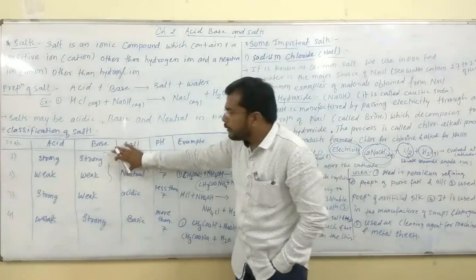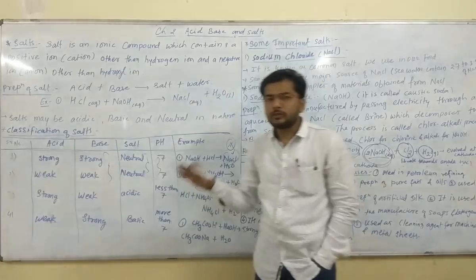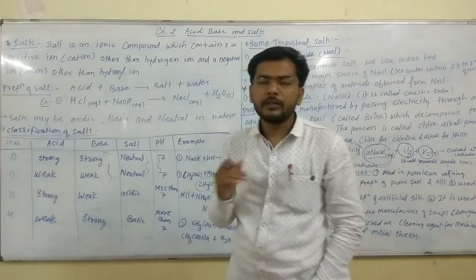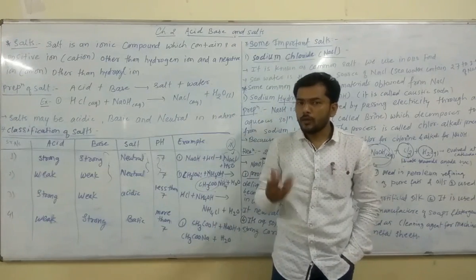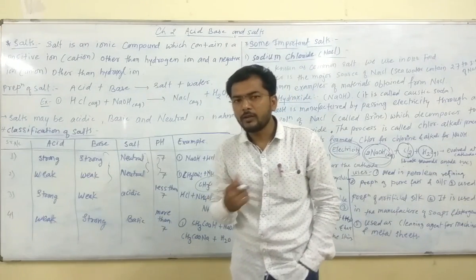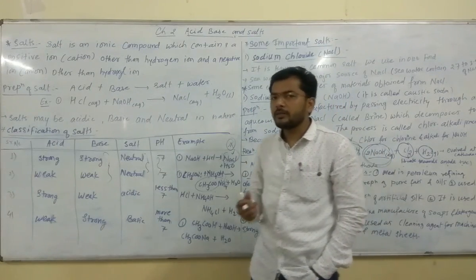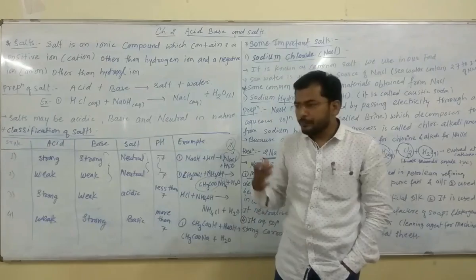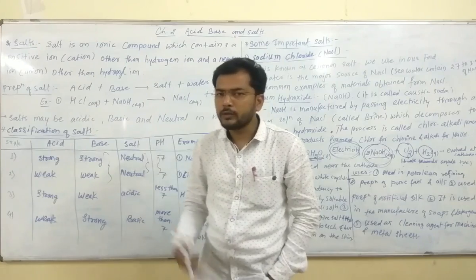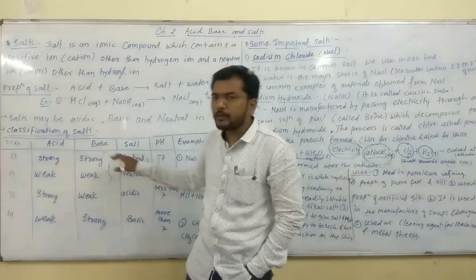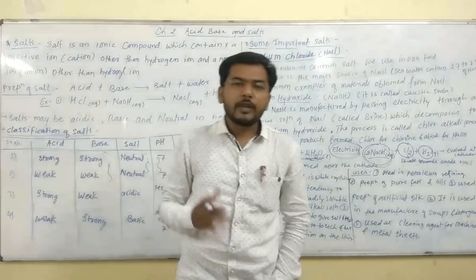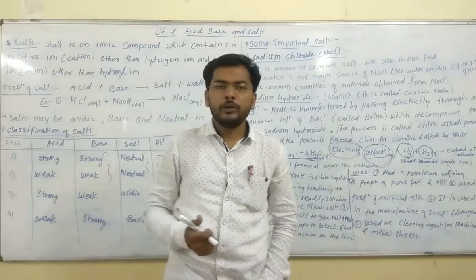When a strong acid and a strong base react, they give a neutral salt. When a weak acid and a weak base react, they also give a neutral salt. When a strong acid reacts with a weak base, it gives a salt that is acidic in nature. If we use a strong base and a weak acid, it forms a salt that is basic in nature. From this table we can conclude that salts can be acidic, basic or neutral in nature.